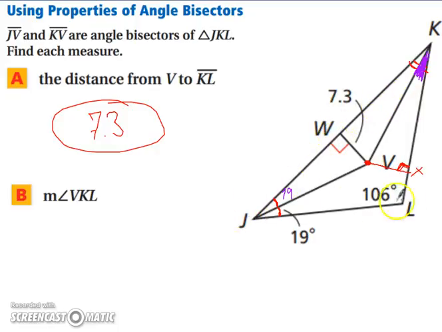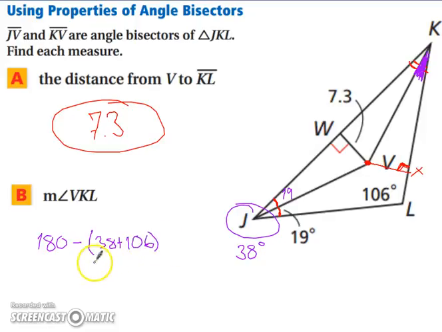Well, let's start with WJL. We know that altogether, this angle here, if we add 19 and 19 together, that's going to give us 38 degrees. So then we can do 180 minus the quantity 38 plus 106, which gives us 36 degrees. And it wanted to know the measure of angle VKL. So we're simply going to divide 36 by 2, because we want half of that since both of these are going to be the same size. So we're going to divide by 2, which then brings us to 18 degrees.